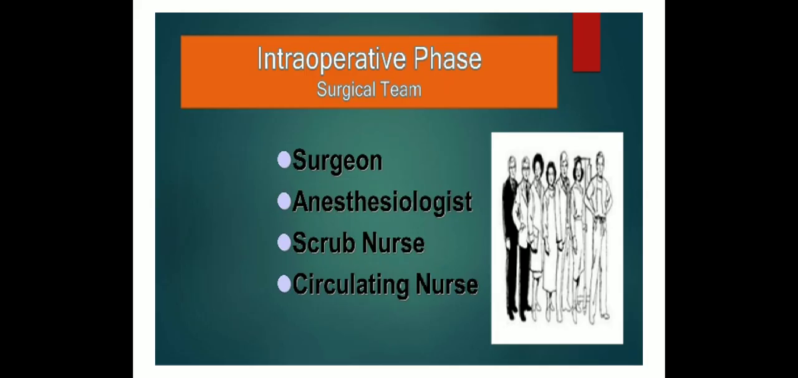Hello students. Today we will discuss the intraoperative phase of perioperative nursing. So in the intraoperative phase, let's discuss the surgical team. The surgical team consists of those members who are responsible for the surgery of the patient. So in the surgical team there will be a surgeon, the anesthesiologist, scrub nurse and a circulating nurse.